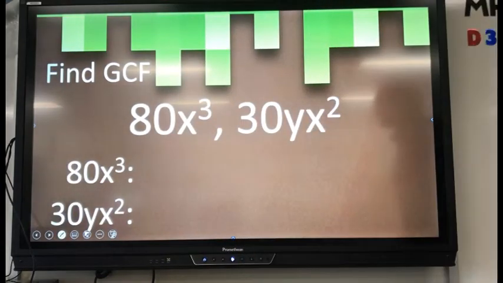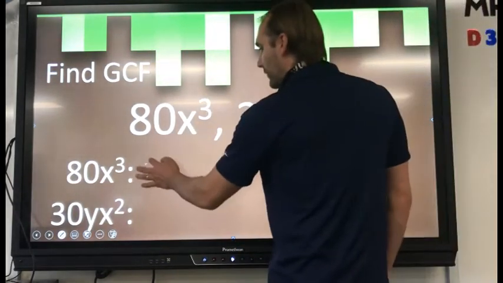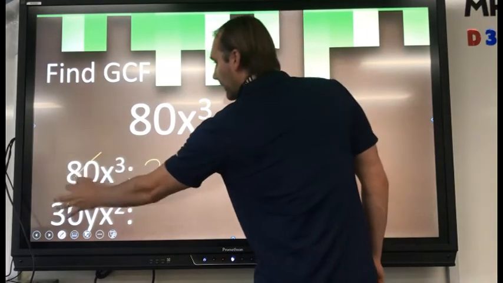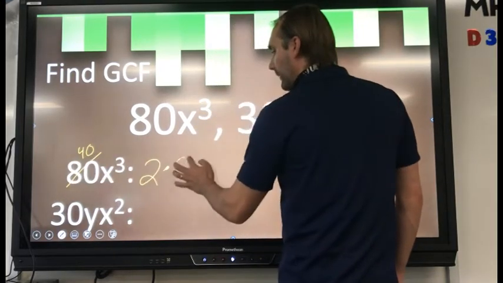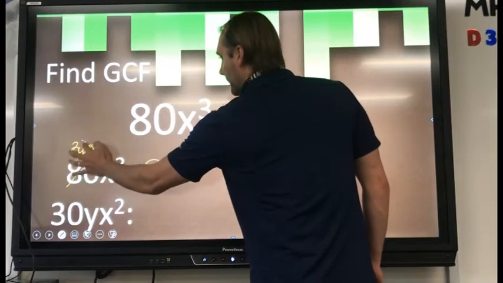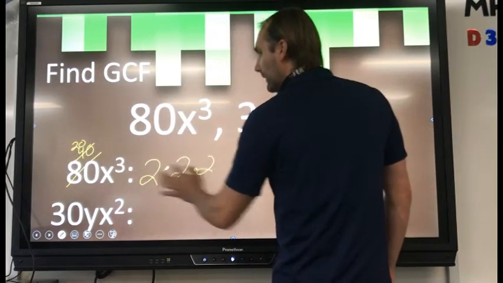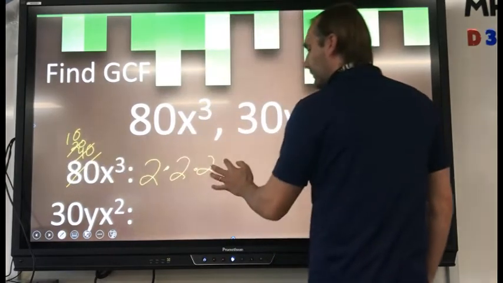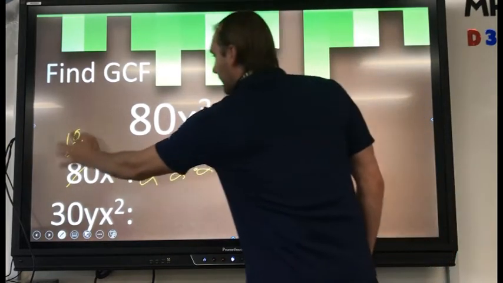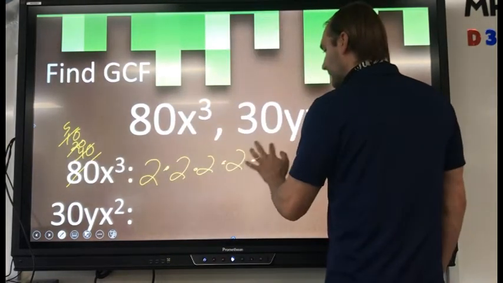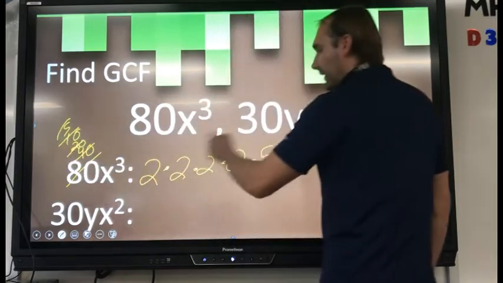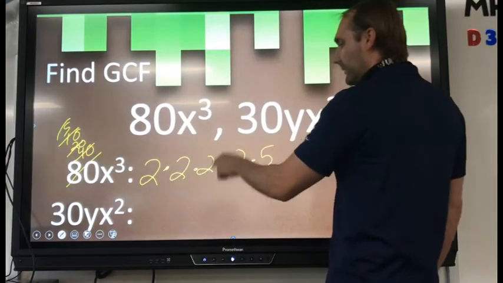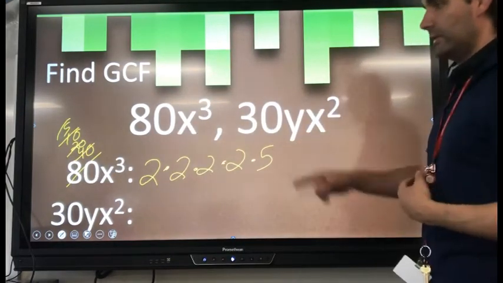So let's look at 80. Big number. Does 2 go into 80? Yes. That makes that 40. Does 2 go into 40? Yes. That makes that 20. Does 2 go into 20? Yes. That makes that 10. Does 2 go into 10? Yes. That makes that 5. Again, lots of numbers. Multiply 2 times 2 times 2 times 2 times 5 in the calculator. You better get 80.